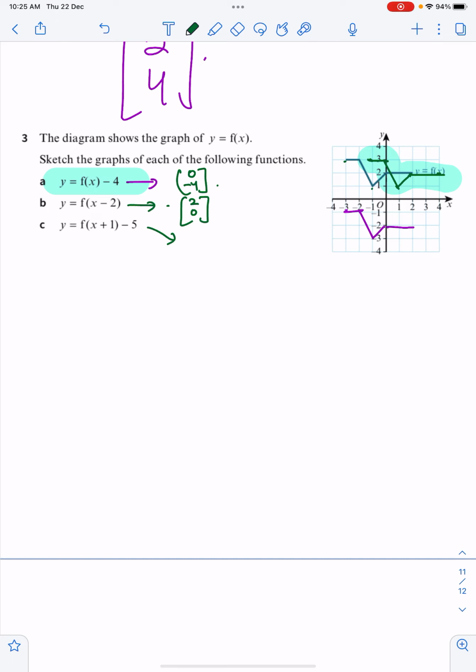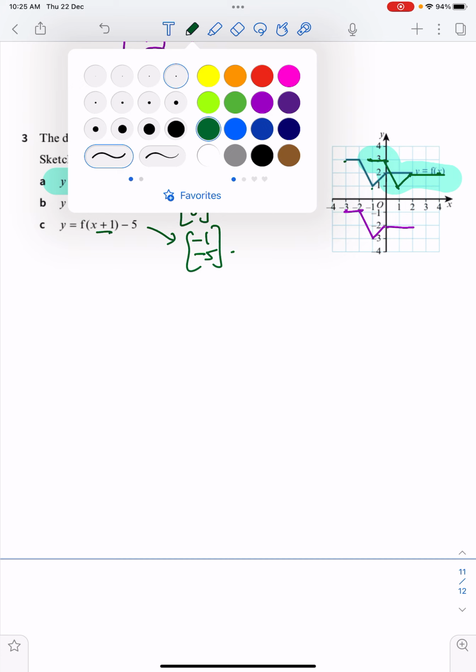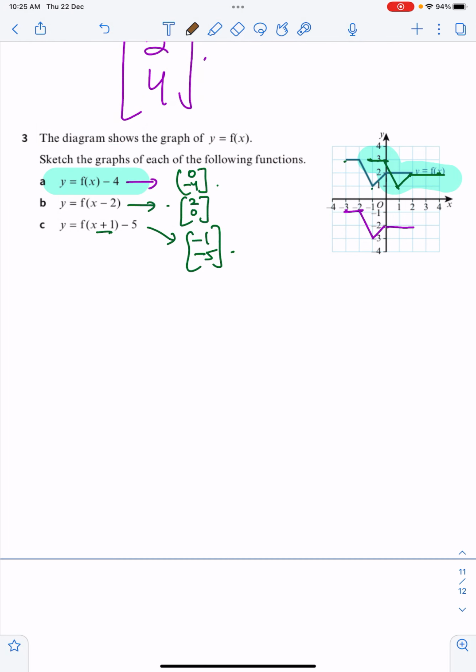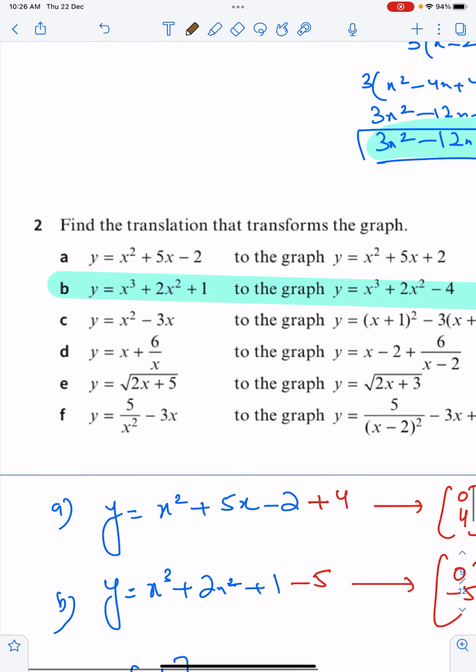Now this one is horizontal plus vertical movement. So positive 1 meaning 1 unit onto the left and 5 units down. Okay, so I'm just drawing the final graph with a brown color. The original graph is going to go 1 unit onto the right and 5 units down. Okay. This is the final graph. Okay. Moving on to question number 4 then.